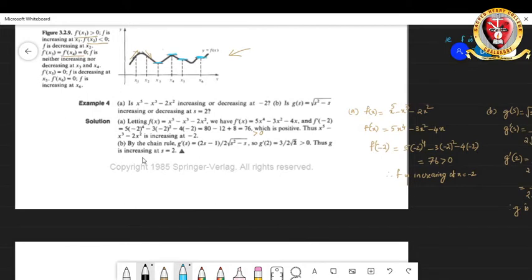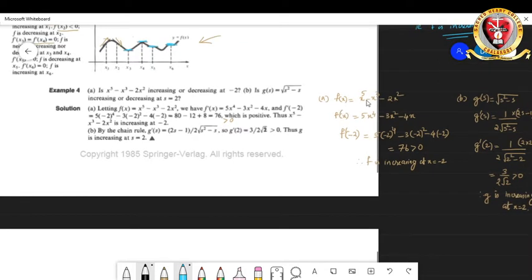Now, example 4 asks us to check whether the given function is increasing or decreasing at x is equal to minus 2, and also another function is given, and we have to check whether it is increasing or decreasing at s is equal to 2. For the a part, we are given the function f of x is equal to x raised to 5 minus x cube minus 2x square. Find the corresponding derivative. f dash of x is equal to 5x raised to 4 minus 3x square minus 4x. Then we are given the point at x is equal to minus 2. So substitute x is equal to minus 2 in the derivative, and when you evaluate, you finally get the value to be 76, which is a strictly positive quantity, which means that f is increasing at x is equal to minus 2 by the increasing and decreasing test.